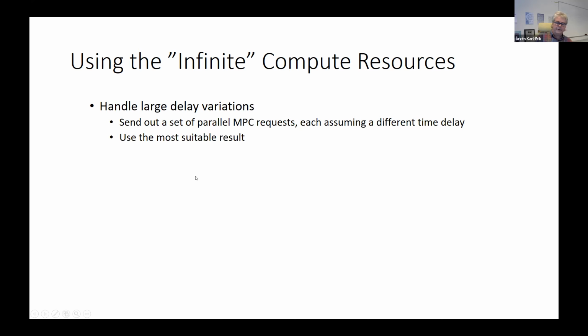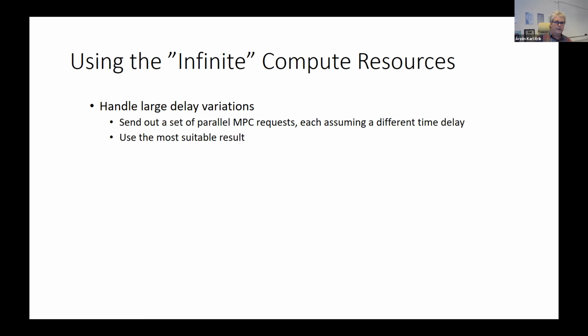I mean, in the way I described it, we assumed that we always had one sample delay. We designed the system to get one sample delay using buffering. But then maybe we can design the system to have 2 sample delay or 3 sample delay. But if we have large variations, it would be good to have a system that is designed for 1 sample delay when the actual delay is smaller than 1 sample, designed for 2 sample delays when the actual delay lies between 1 and 2 sample. And we can also do that by sending out parallel MPC requests, each one assuming a different latency. And then again, use the most suitable result that is back in time and matches, so to say, what we want.